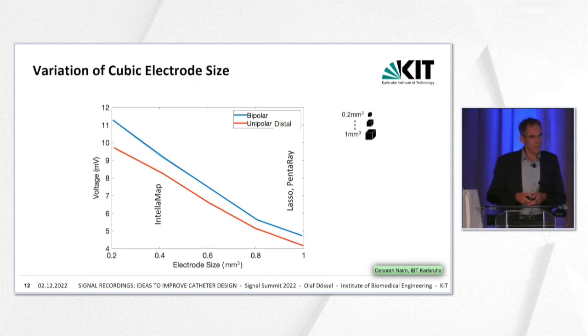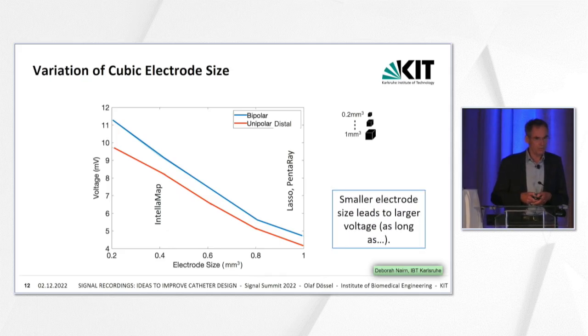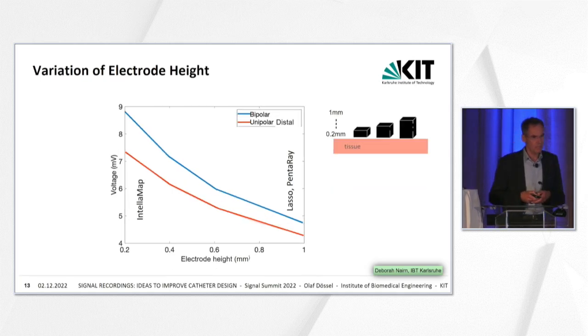This is maybe more interesting now, variation of the cubic electrode size. So we increase the metal above the electrodes, and you see that if you increase the electrode size, the signal goes down. This is maybe not intuitive to you, but from numerical field calculation, it's absolutely clear, because this metal object will distort the field, and this will lead to exactly this effect. So small is beautiful. Smaller electrode size leads to larger voltage.